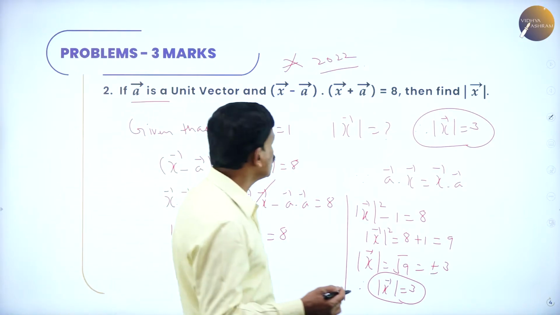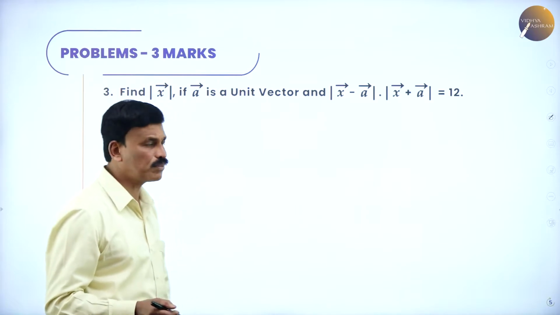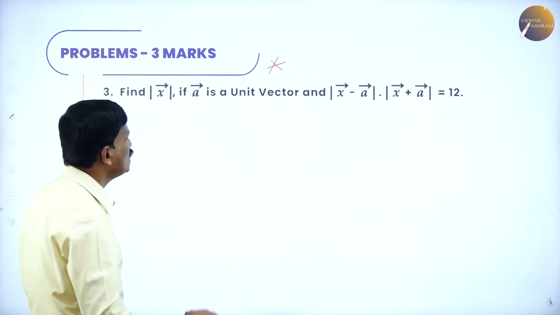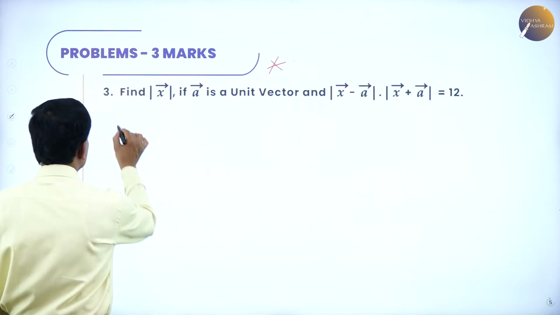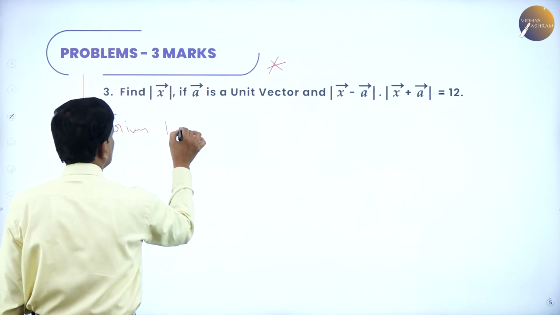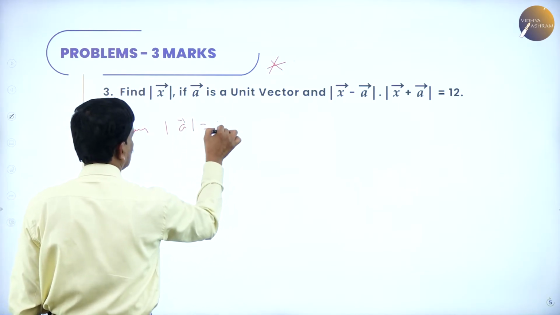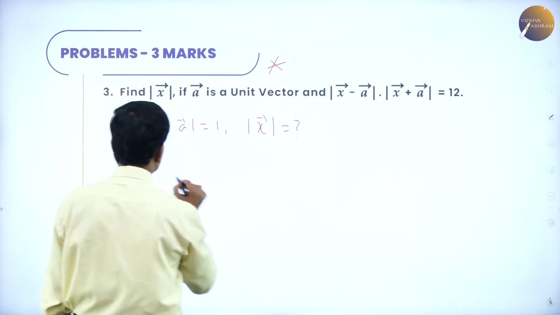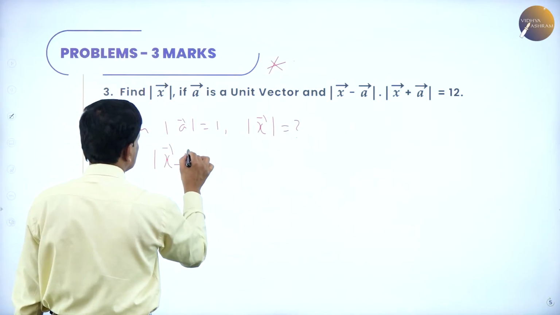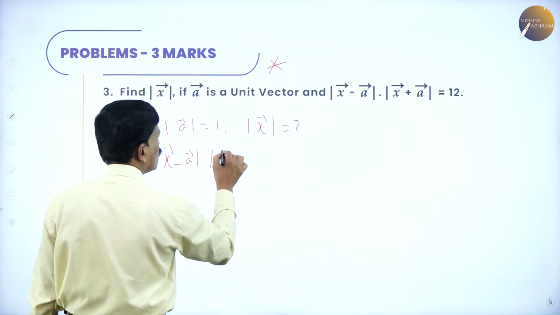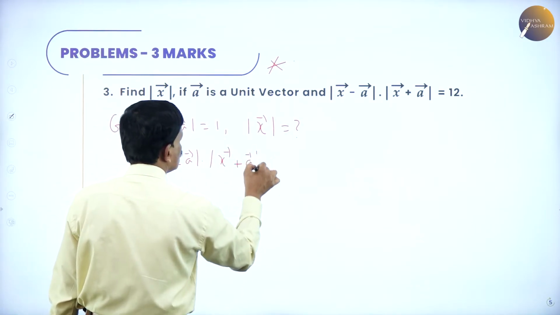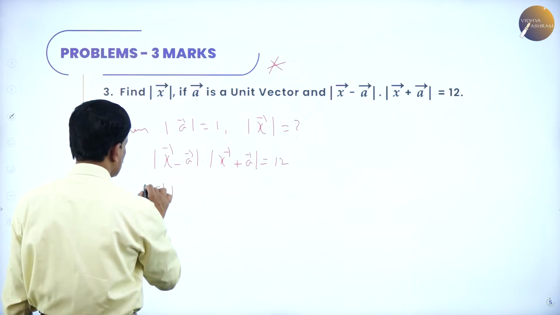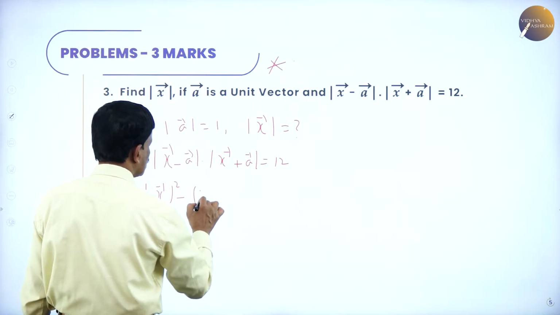Right. Now let us come to the next similar type problem. Same type problem. This is also very important. What is given? Find x if a is a unit vector. Given that a is a unit vector, length of a is 1, and what is required is the magnitude of x. The condition is (x minus a) dot (x plus a) is equal to 12.